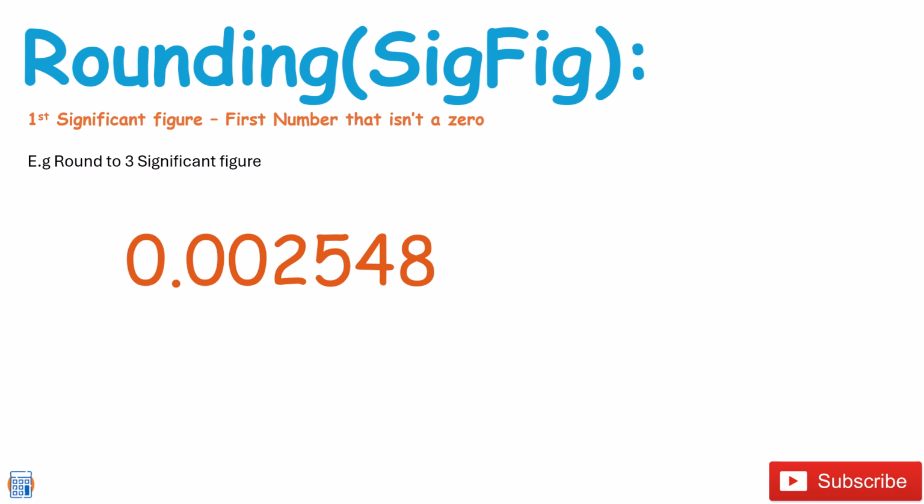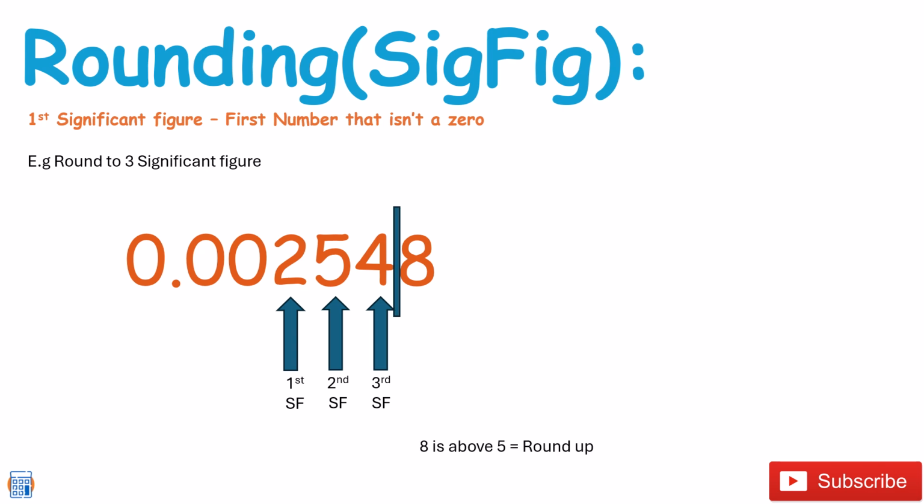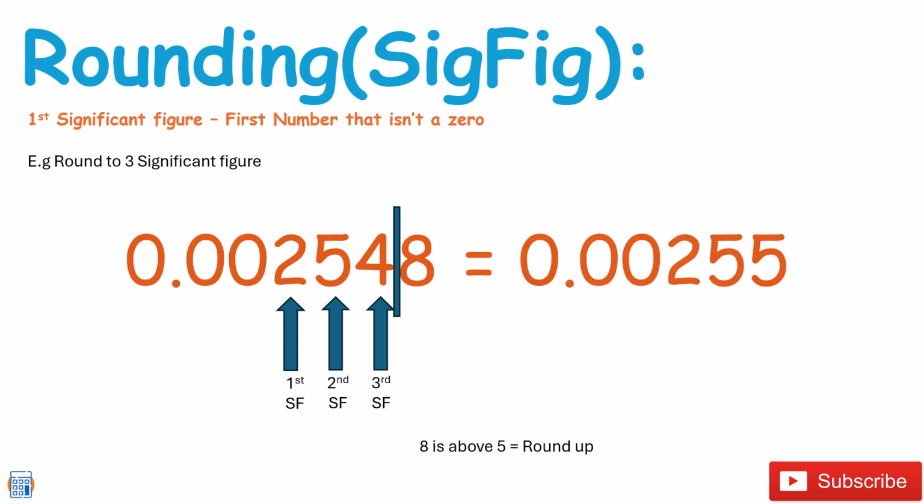Significant figures are essentially exactly the same, but you need to remember this one rule. So the first significant figure is the first number that isn't a 0. So if we round this to 3 significant figures, this time not decimal places, this is a 0, that's a 0, that's a 0, that's a 2. So that's the first number that isn't a 0. So we call that the first significant figure, then the second, and then the third. So exactly the same as rounding. After the number that you want, you draw a line, follow the same rules. That 8 is above a 5, so you round up the third significant figure, and you get 0.00255.